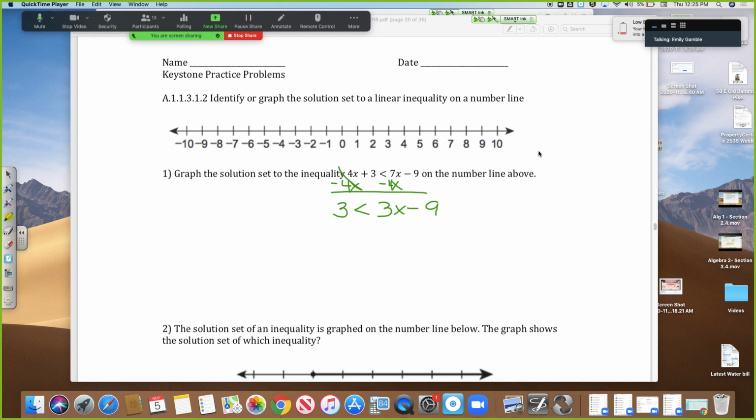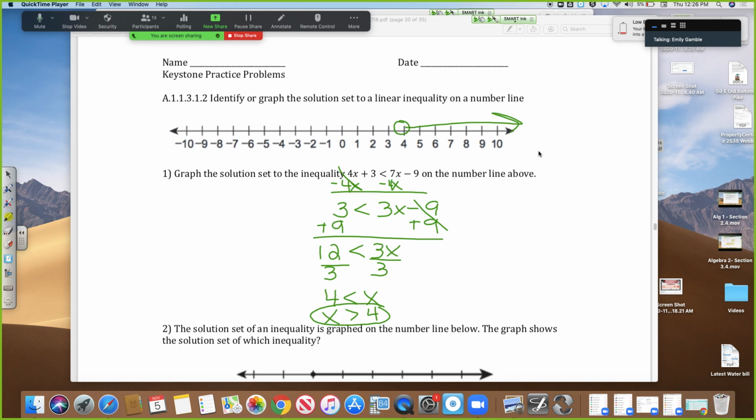Solving this now, I would get rid of the minus 9 by adding 9 to both sides. And 3 plus 9 is 12. So I get 12 is less than 3x since these cancel out. Last thing I would do is divide by 3. 12 divided by 3 is 4. So we get 4 is less than x. I do not prefer to graph it this way. I prefer to have the x first and the 4 second. When you do that, you have to flip the sign. The answer is anything greater than 4. So on my number line is an open circle, but the answers are not to the left, they are to the right.